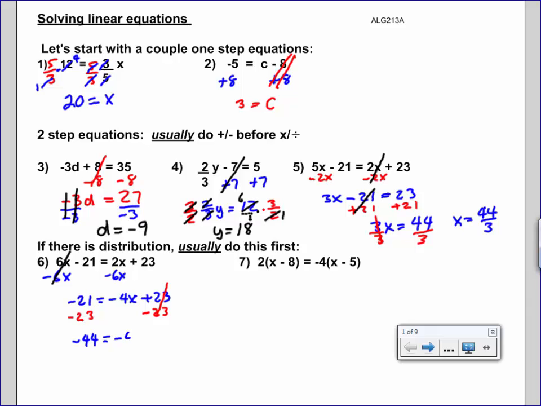equals negative 4x. Now, if you do problems like this, if you have your x as negative, be careful. You have to divide by negative 4, divide by negative 4. So these cancel. We have x by itself, and a negative divided by a negative is a positive. And this one does work out to an integer, a positive 11.